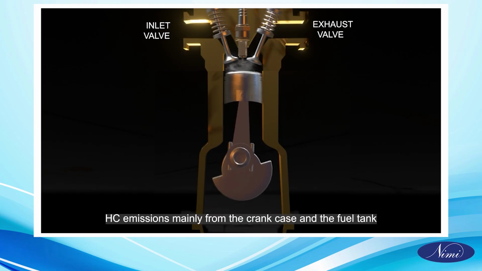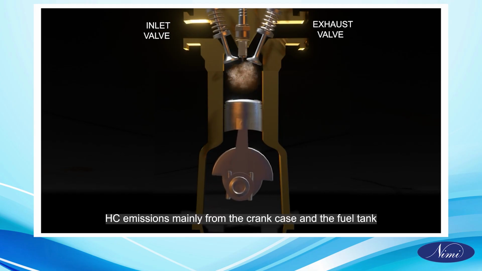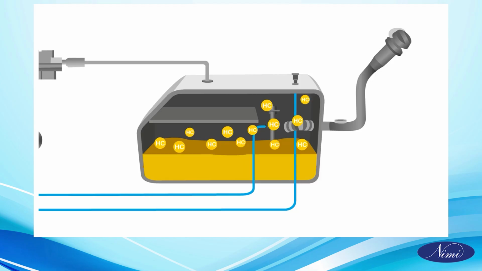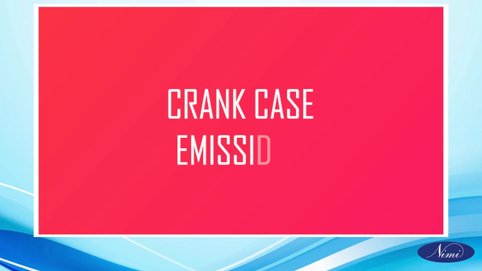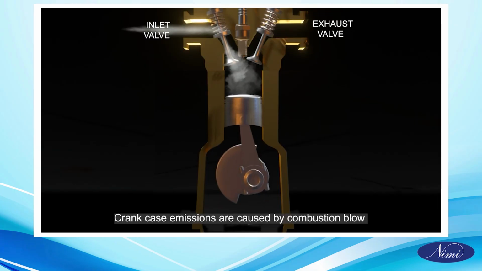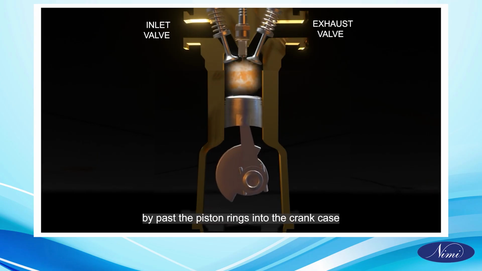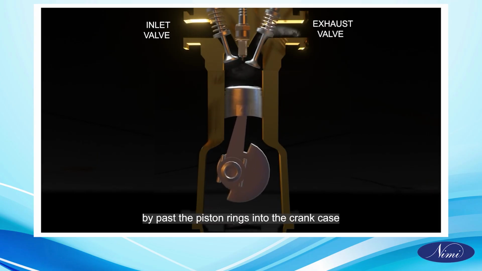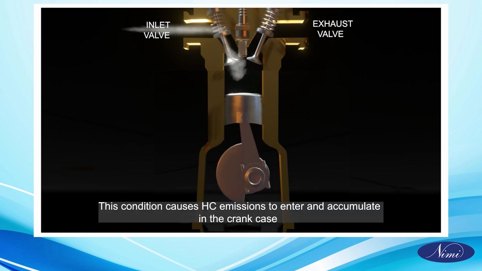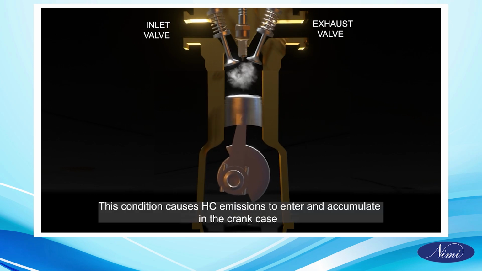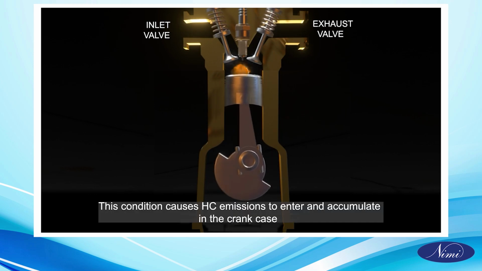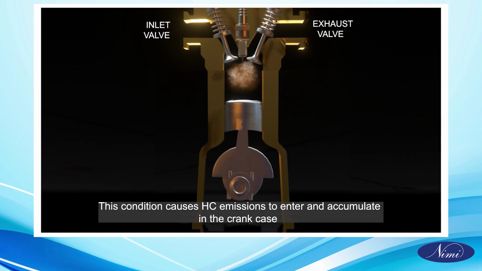HC emissions come mainly from the crankcase and the fuel tank. Crankcase emissions. Crankcase emissions are caused by combustion blow-by that bypasses the piston rings into the crankcase. This condition causes HC emissions to enter and accumulate in the crankcase.